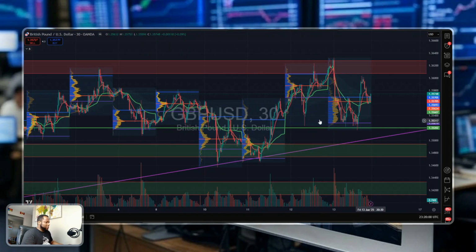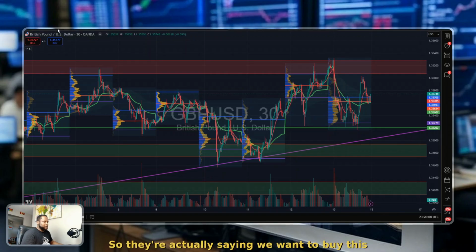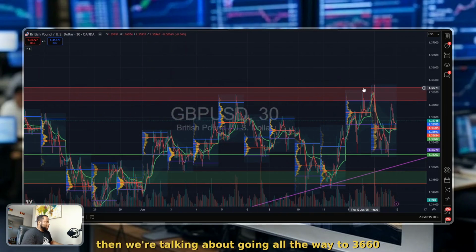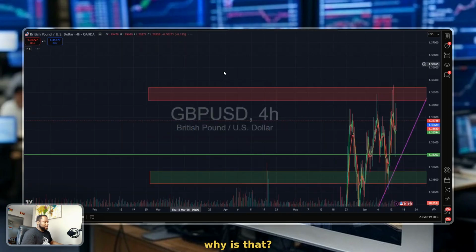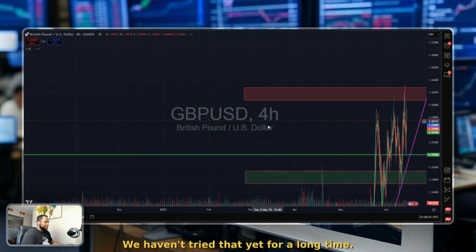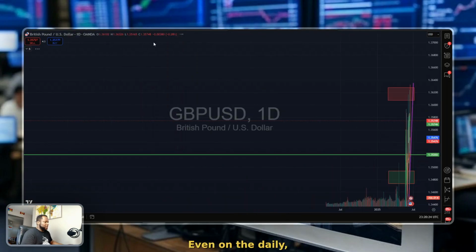And if we want to go further, these are the zones I'm seeing I can look at. Support right here on the green line, and we are above VWAP, which is a bullish sentiment, and the 30 minute candle was really huge, so they're actually saying we want to buy this pair. And we have resistance here. If this resistance breaks, then we're talking about going all the way to 136.60 or 136.80. Why is that? Is it possible? We haven't tried that yet for a long time. Even on the daily, we don't have that yet.